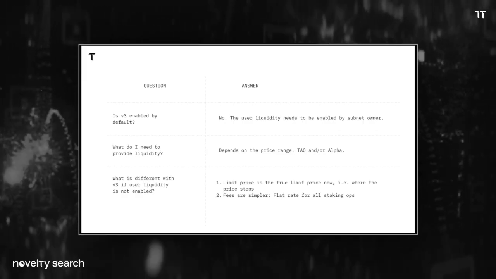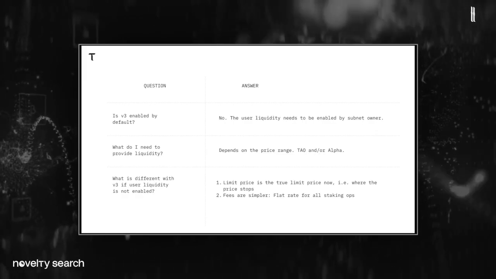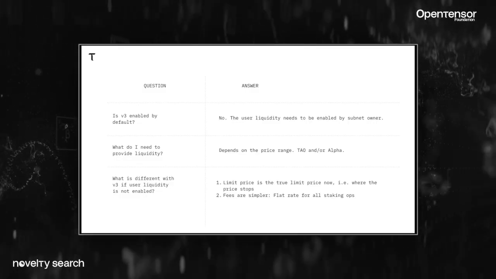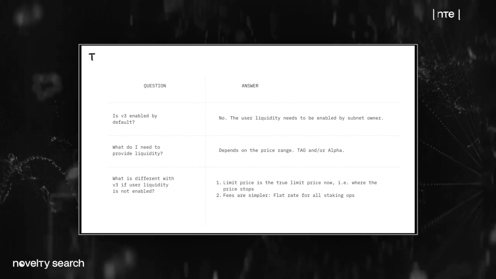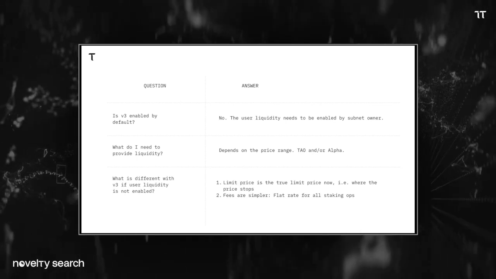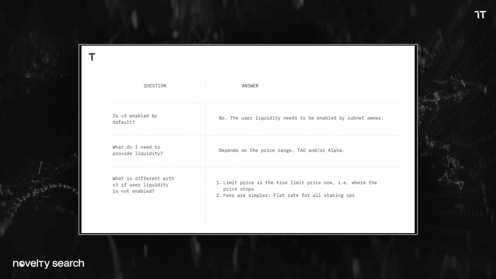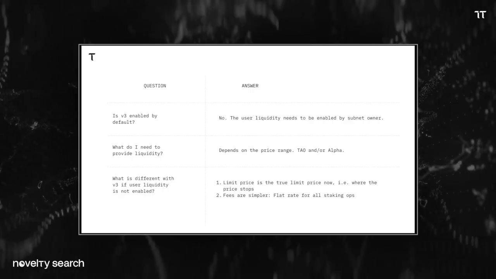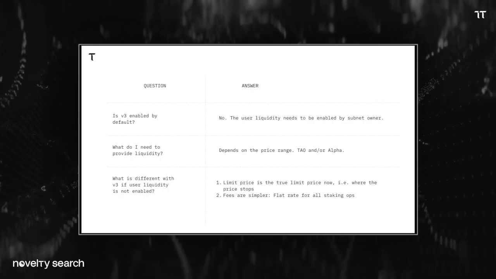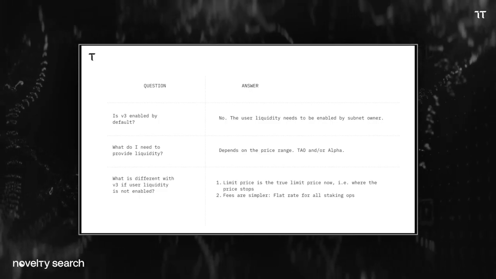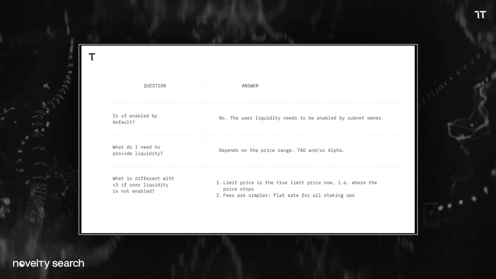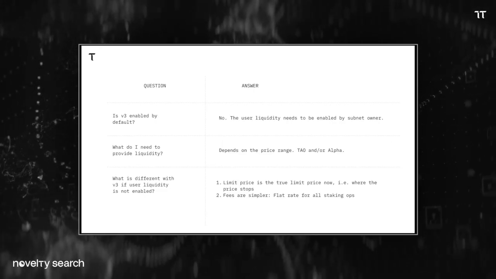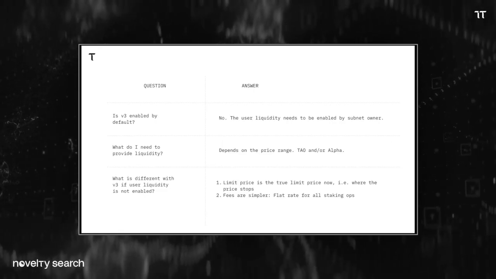Okay, so I was dealing with a few questions after the release, and let me just try to overview. First of all, is V3 enabled by default? No. Well, actually, the user liquidity is not enabled by default. It needs to be explicitly enabled by the subnet owner. But there are some things that change.